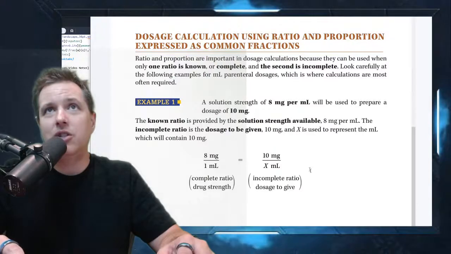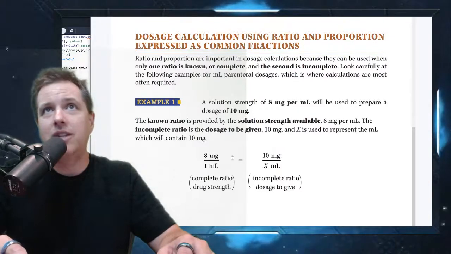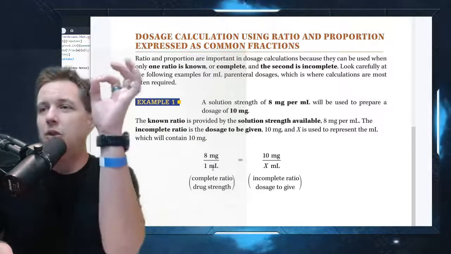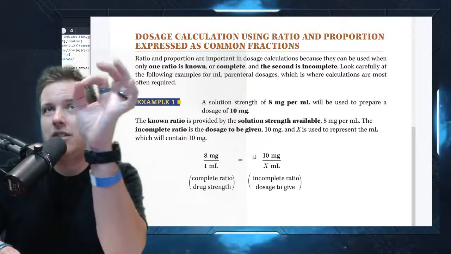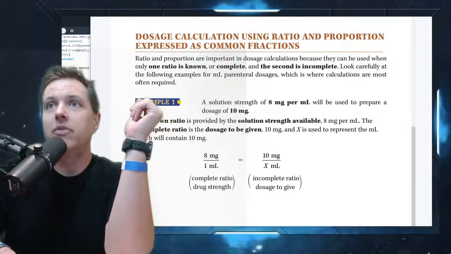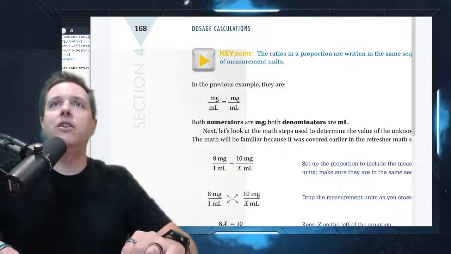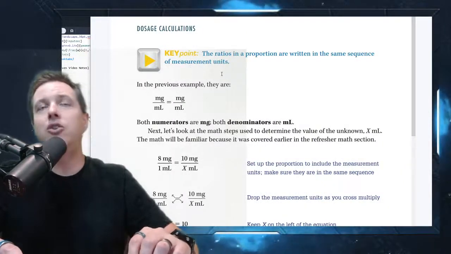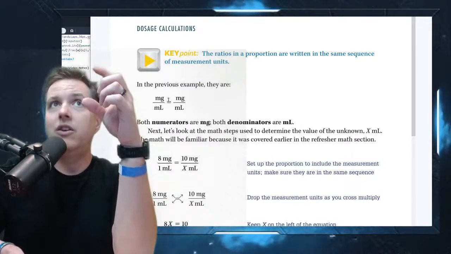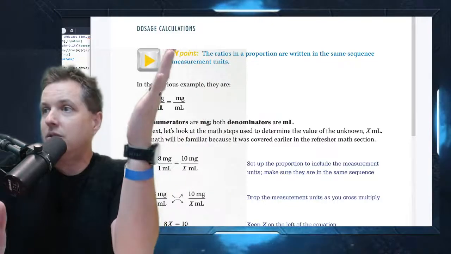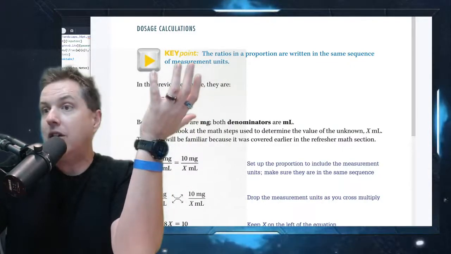So we set this up just like the problems you've been looking at, and notice how we're consistent with the units. Milligrams go on top, milliliters on bottom. Now you'll have problems where it's other units, but you want to stay consistent, where you're consistent about writing those units in the same place, and then you won't mess it up, okay? Now, they do mention here the ratios and proportion are written in the same sequence as of measurement units. So like on the vial, you're given it in terms of milligrams per milliliter. Well, then just go with that. Why change it, right? Why complicate things?